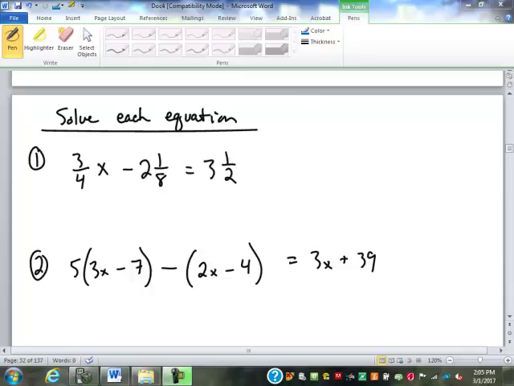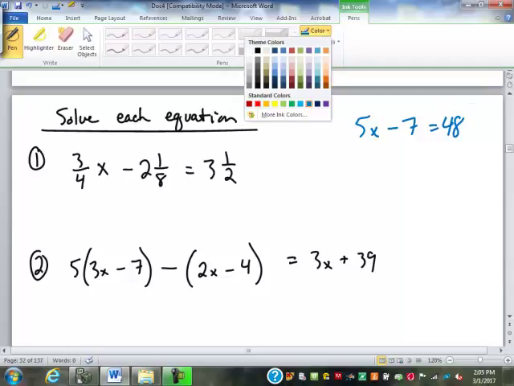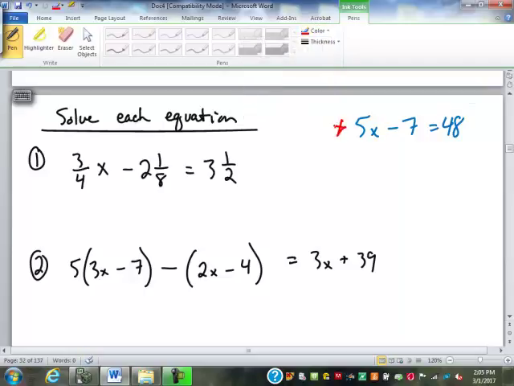Okay, so for the first one here, it's really a rather simple form of the equation. It's just complex because of the fractions that are in it. But that equation is identical to having something like 5x minus 7 equals 48. So the process of solving that equation is exactly the same as the process of solving this one. Over here, we would add the 7, and then we would divide.